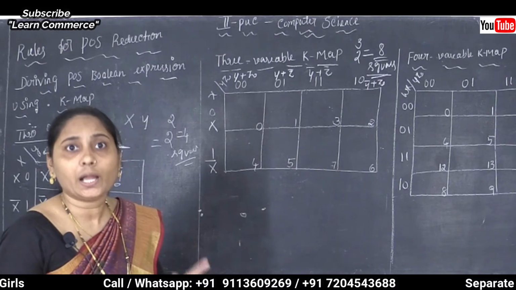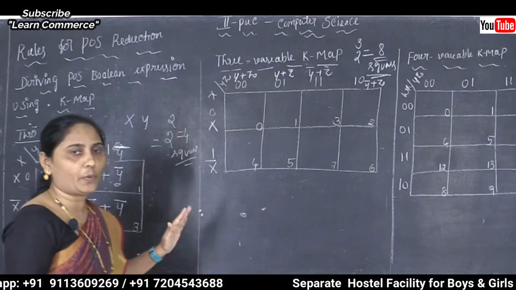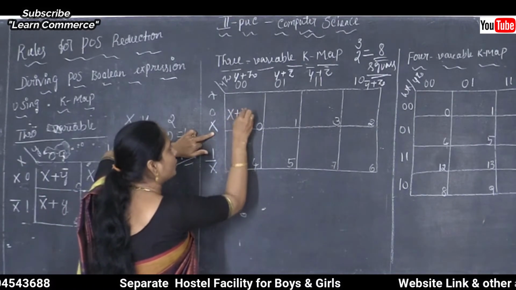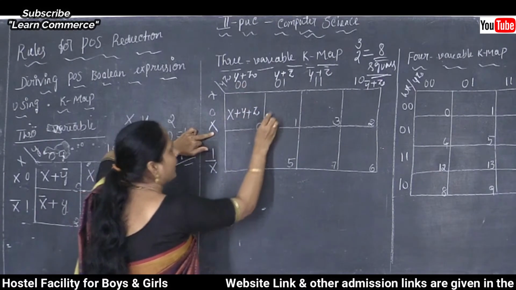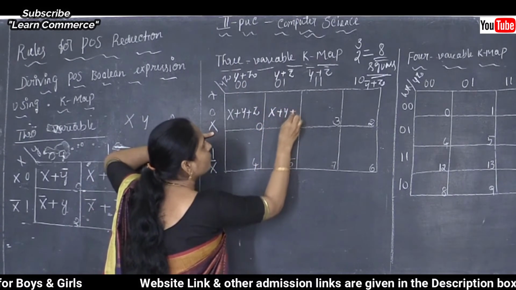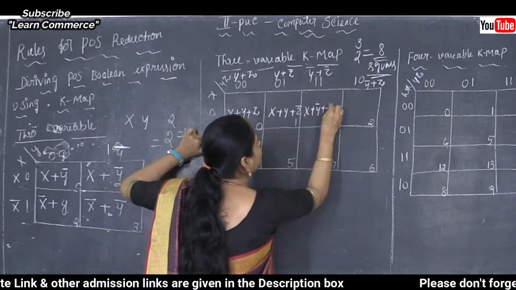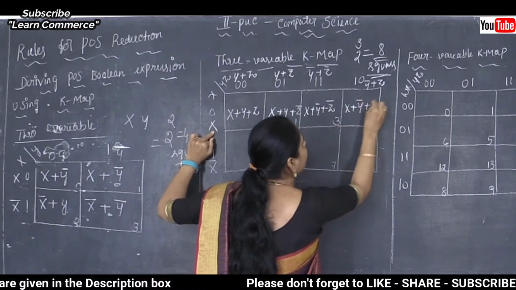Clear this point here? It takes the complementation here. Clear this point? So this is about our POS. Now after knowing all those, I am going to complete the value, that is x plus y plus z, x plus y plus complement z, x plus complement y plus complement z, and x plus complement y plus z.